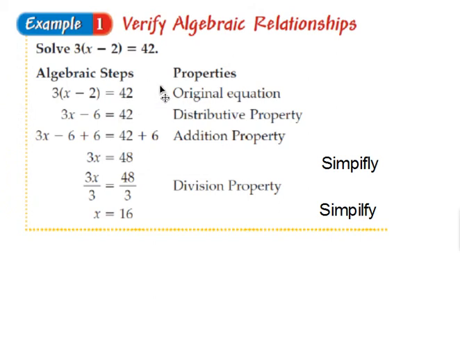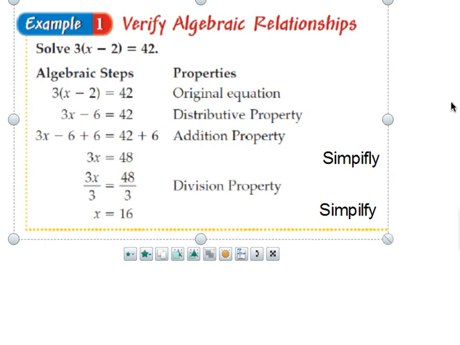This is the original equation. Here we did distributive property to go from step 1 to step 2. Step 3 we did addition property because we wanted to get rid of the 6. Step 4, here it has substitution, but in reality it is simplify, because all you're doing is simplifying the equation itself. And then here you just do division, because that's how you get rid of the 3 with inverse operations. And then here just again is simplify, which is x equals 16. Alright, let's move on to the next example.